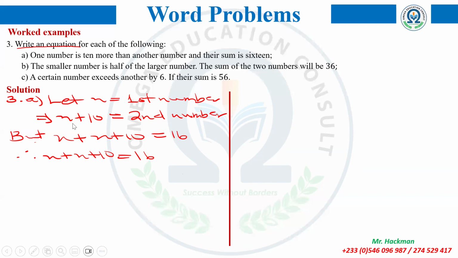If I represent my small number, which is the first number, by x, then indirectly I know my second number, because my second number, which is the bigger number, is supposed to be 10 more than my first number. So it means my second number will be x plus 10. If I know my first number, I know my second number. How do I get it? By adding 10.